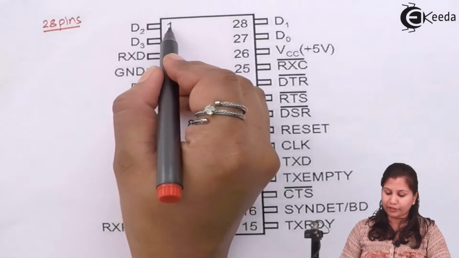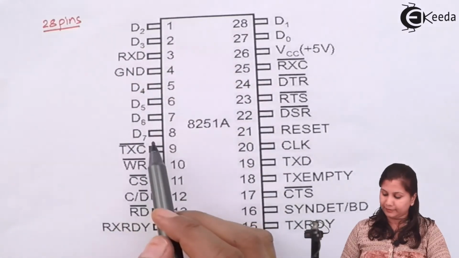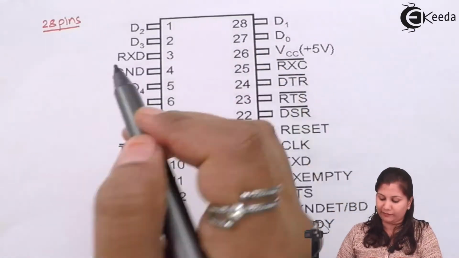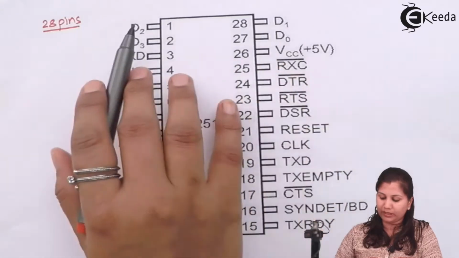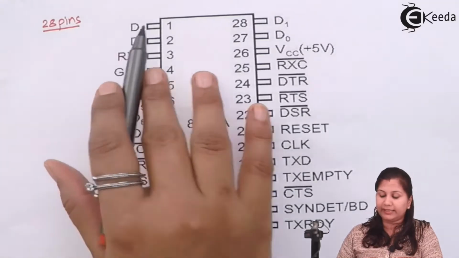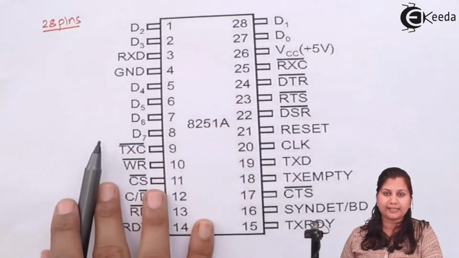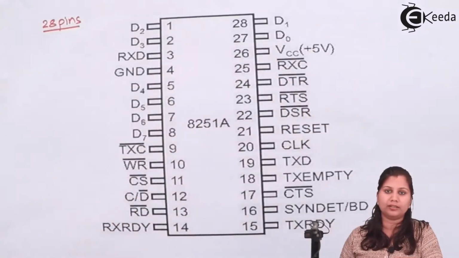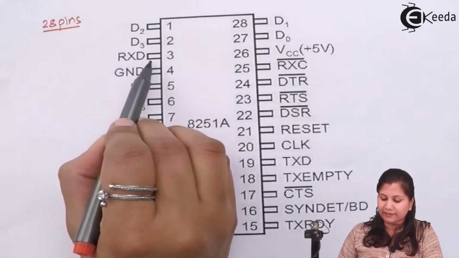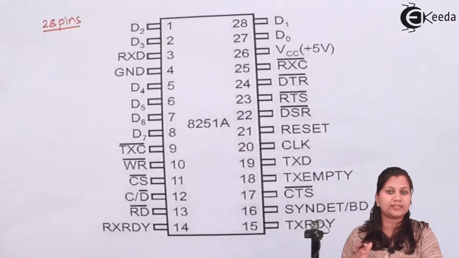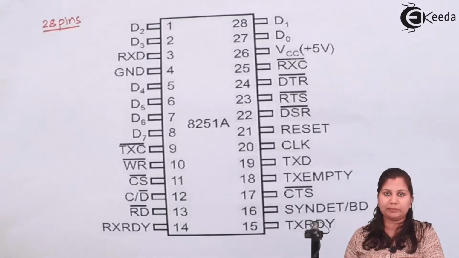You can see the first pin and second pin and these 27, 28 and 8, 7, 6, 5. They are denoted as D0, D1, D2, D3, D4, D5, D6 and D7. These are the data lines. 8 data lines are there from D0 to D7 available at different pins of the IC. Then we have RxD for the received data, because it is acting as a receiver also and as a transmitter also. So it will have pins for receiving the data and for transmitting the data.